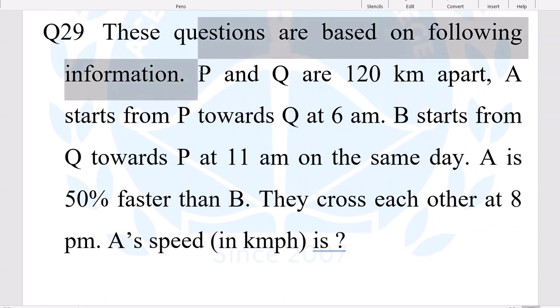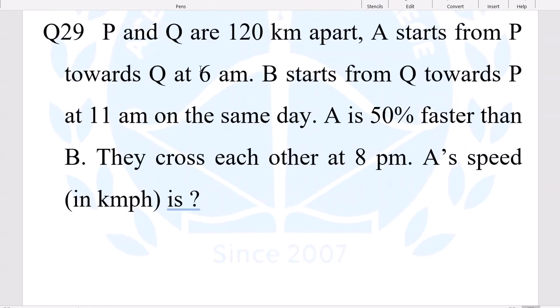P and Q are 120 kilometers apart. A starts from P towards Q at 6 am. B starts from Q towards P at 11 am on the same day. A is 50% faster than B. They cross each other at 8 pm. What is A's speed?